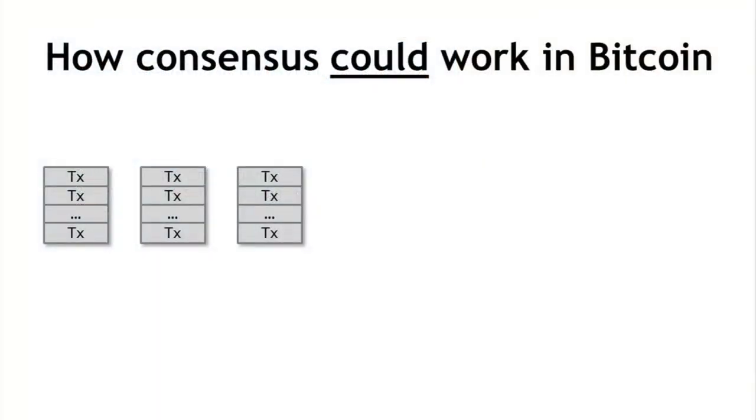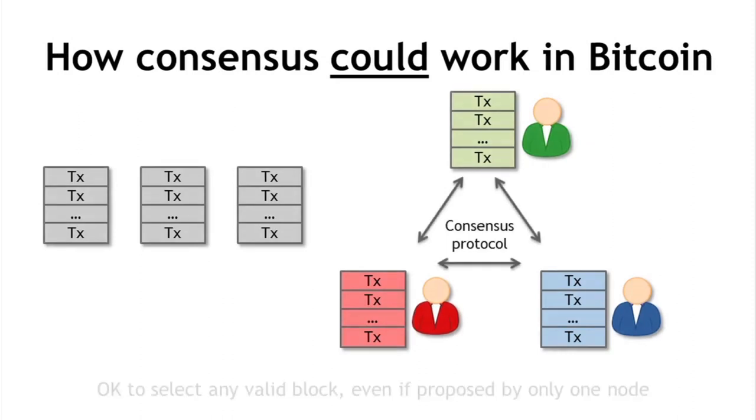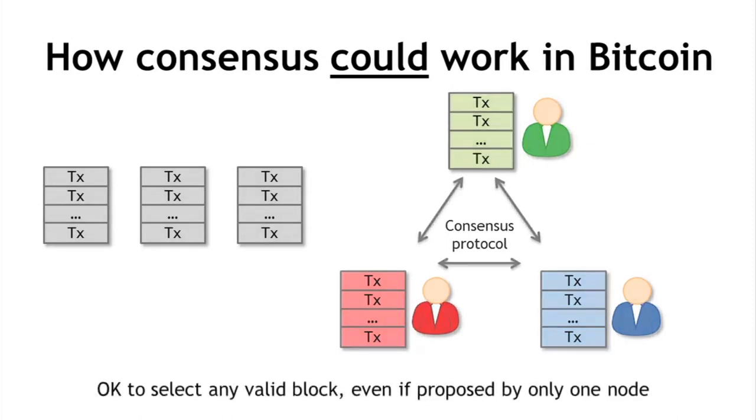So given that we have the setup, what could happen is that you have the sequence of blocks that everybody has agreed upon. A block is just a series of transactions. And now there are these, let's say, three nodes in the system, each of whom proposes, each of whom has an input, the set of outstanding transactions that it's heard about. And they execute together some consensus protocol. And for the consensus protocol to succeed, you can select any valid block, even if it's a block that was proposed by only one node.